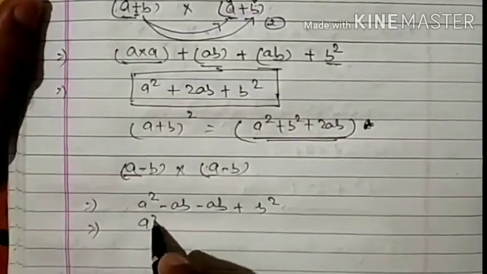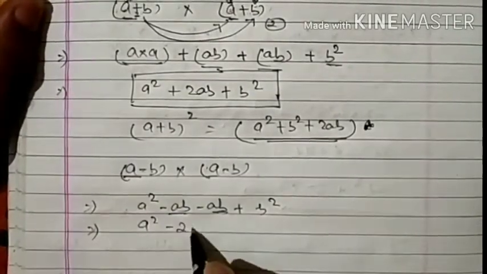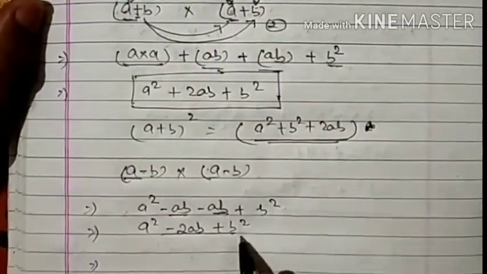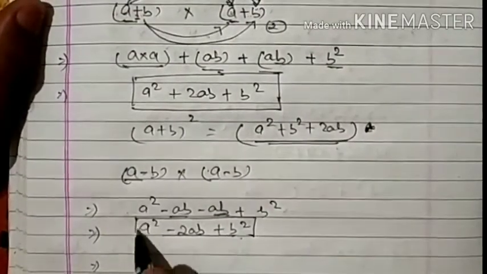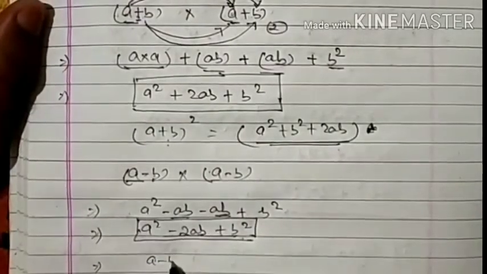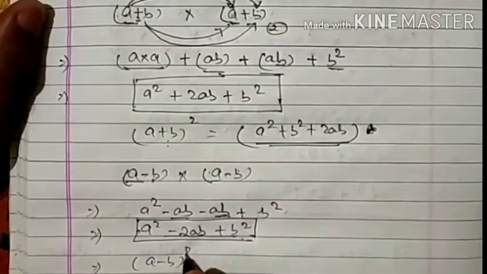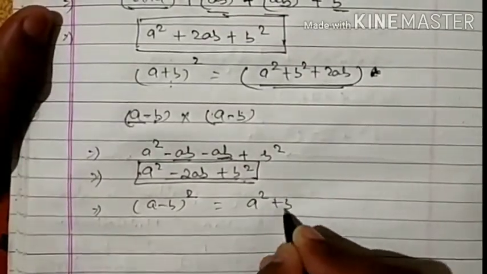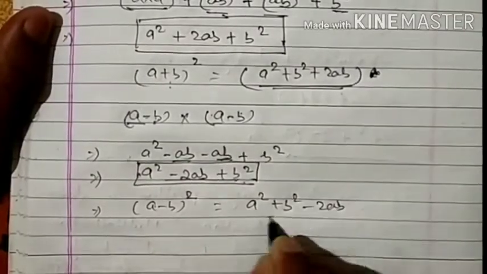So what do we get? A square minus ab and minus ab, minus 2ab, plus b square. So what do we get? Again an identity: a minus b whole square, that is a minus b into a minus b, will be equal to a square plus b square minus 2ab.